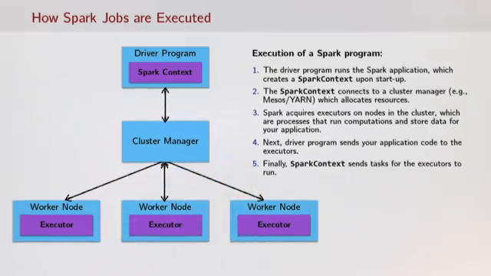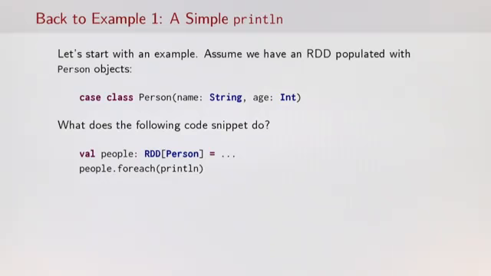And finally, the Spark context sends tasks for the executors to run. So the Spark context figures out what to do and then sends it along to the executors to actually execute that work. So let's go back to our first example, now that we know a little bit about the anatomy of a Spark job. Remember, we had an RDD of these person objects. We did people.foreach println. So the question was, what happens? Well, on the driver, nothing happens.